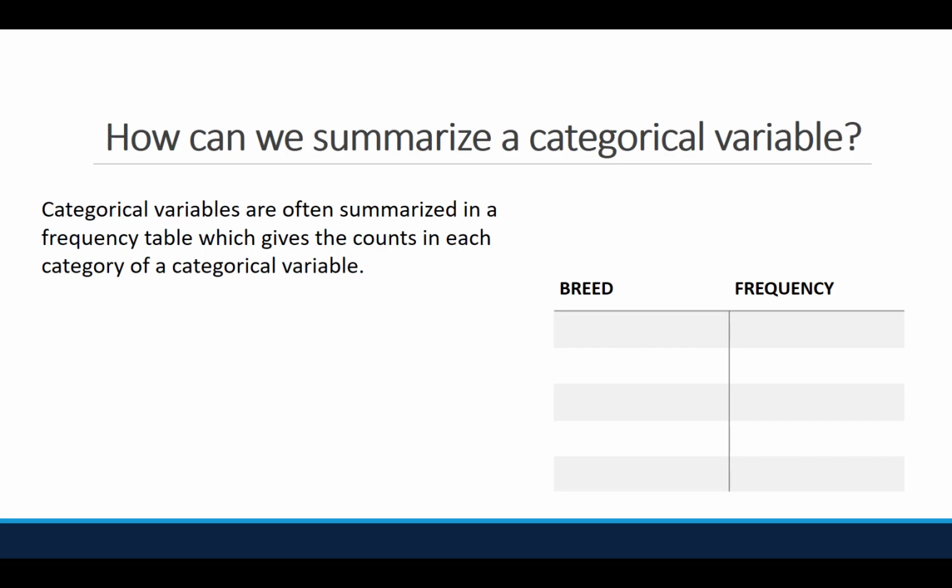Categorical variables are often summarized in a frequency table, which gives the counts in each category of a categorical variable. For example, looking at the dog data set, we can summarize the categorical variable breed in a frequency table. We start by drawing a table with two columns. The first column will be the breed, and the second column will be the count, or frequency, of each breed.